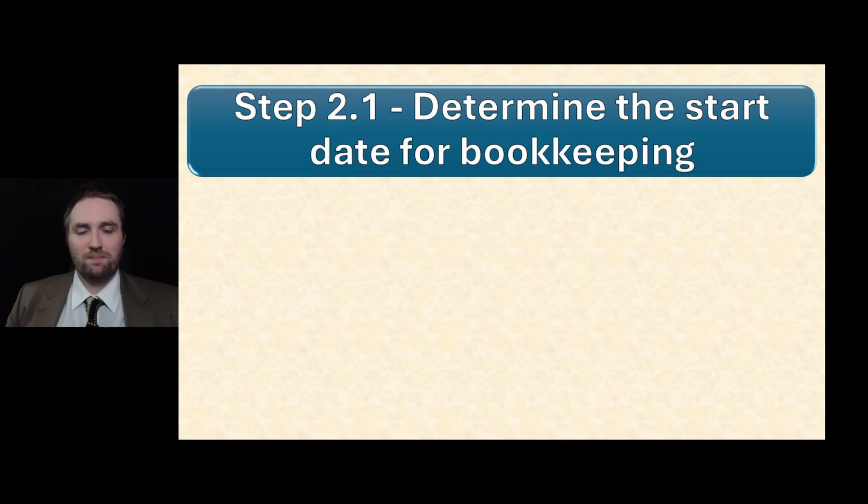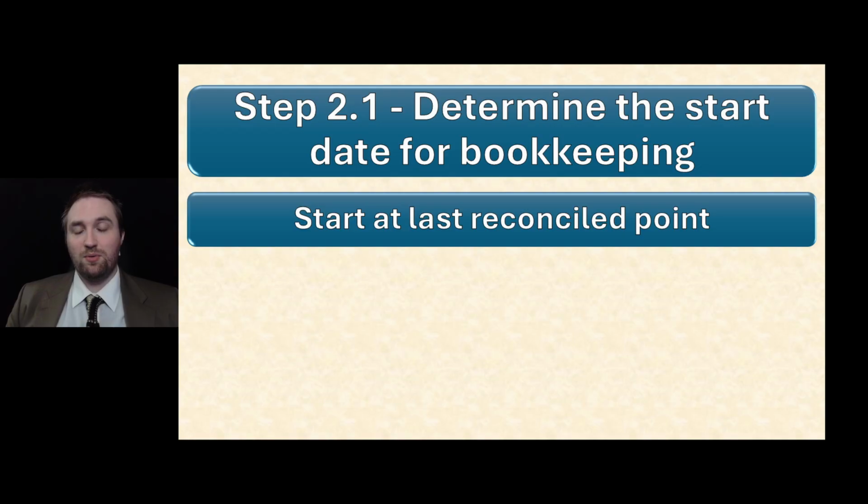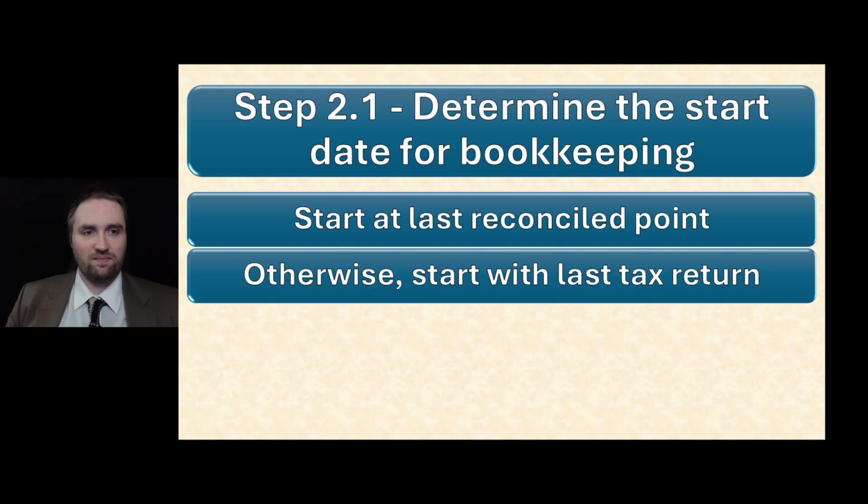Step 2.1. Determine the start date of the bookkeeping. Typically, the start date for bookkeeping will be the last time the books were reconciled. If the books are new or have never been reconciled, you'll likely start from the last tax return. For example, let's say today is September 1st. If you last reconciled your books for the month of April, then your start date would be May 1st.